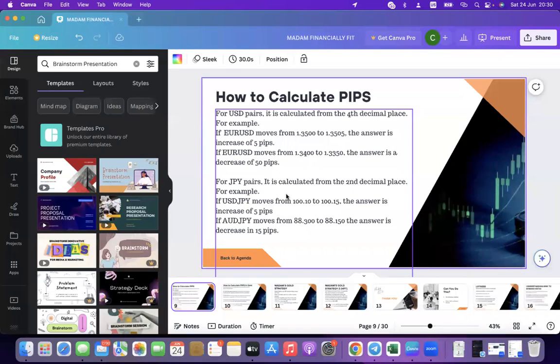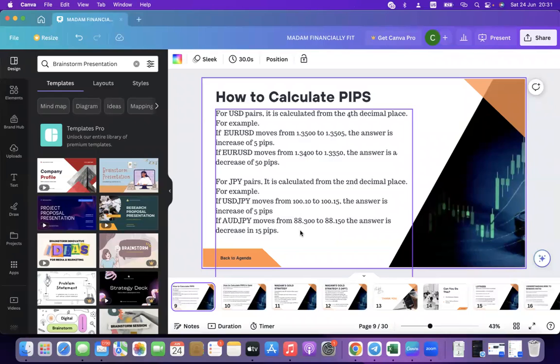But see JPY. JPY pairs, USDJPY, AUDJPY, anything with the JPY, you can calculate it from the 2nd decimal place. All right, from the 2nd decimal place. So for example, look at it. If it moves from 100.10 to 100.15, the answer is an increase of 5 pips. The subtraction of the 2 decimal places, which is 15 minus 10 right there, gives you 5.